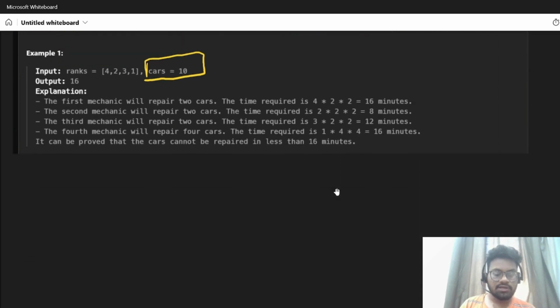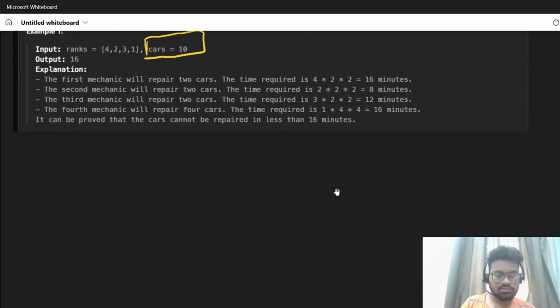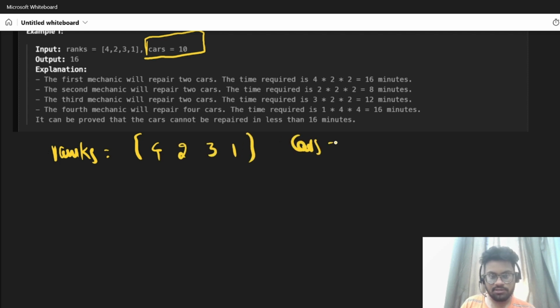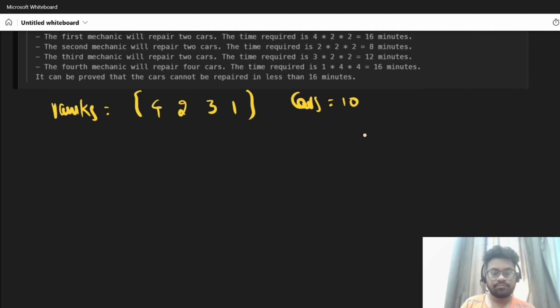They're given the integers. This is the ranks, which is the rank of each mechanic: 4, 2, 3, 1, and we have the number of cars as 10. The first mechanic, he will repair two cars. In order to repair those two cars, how much time will he take?